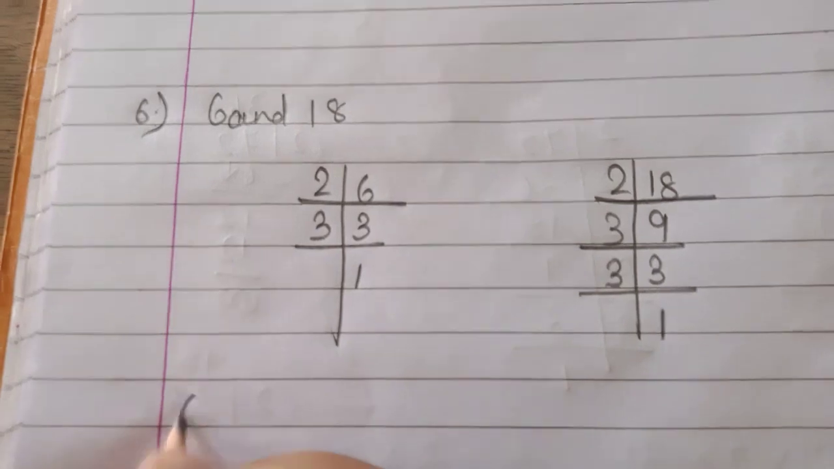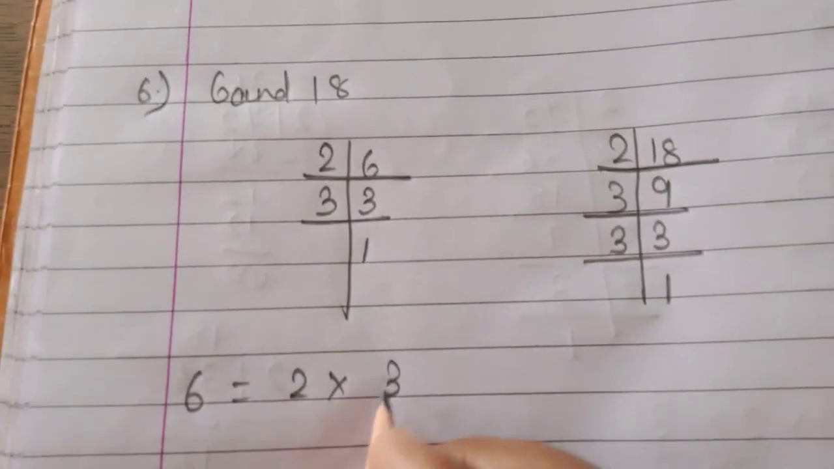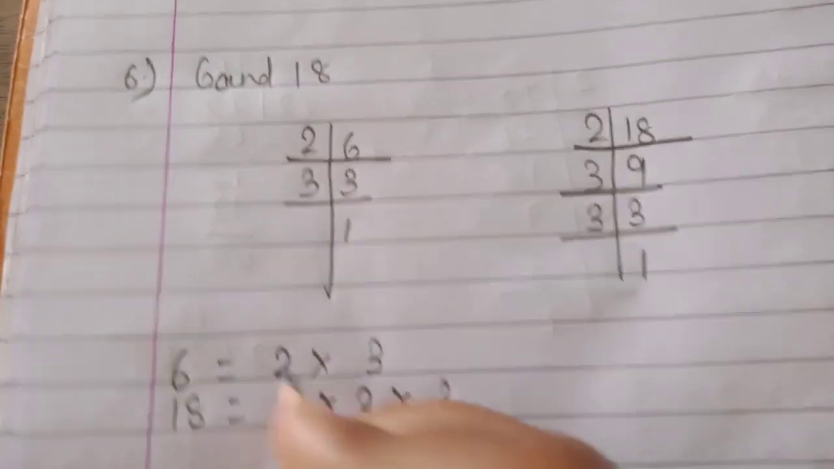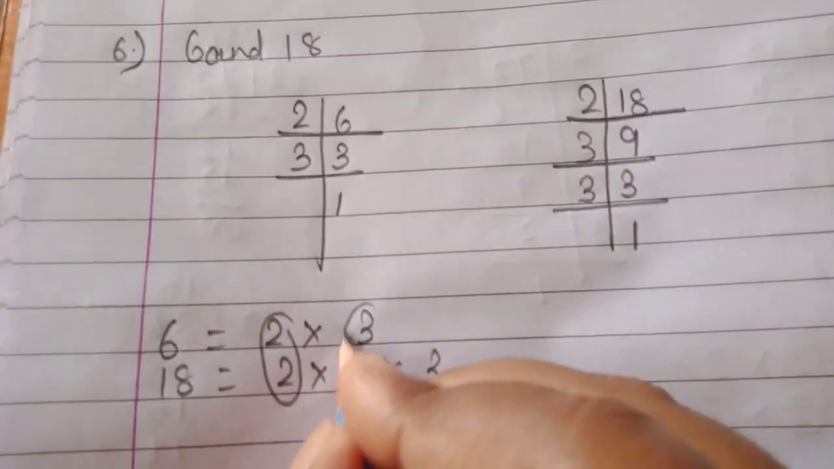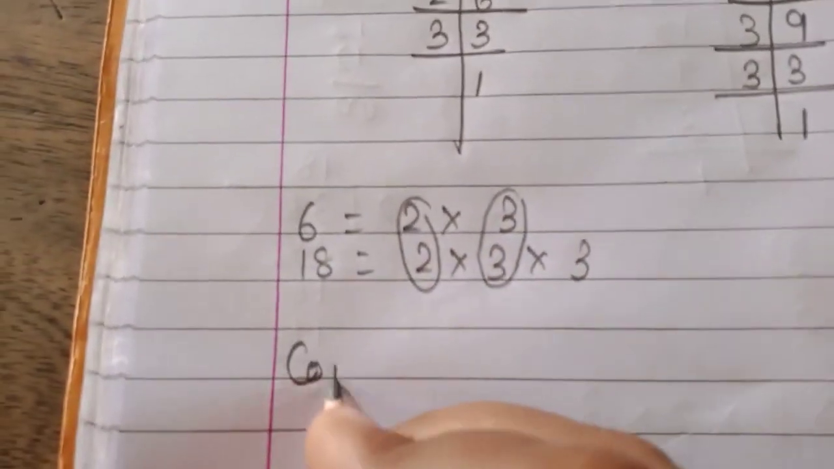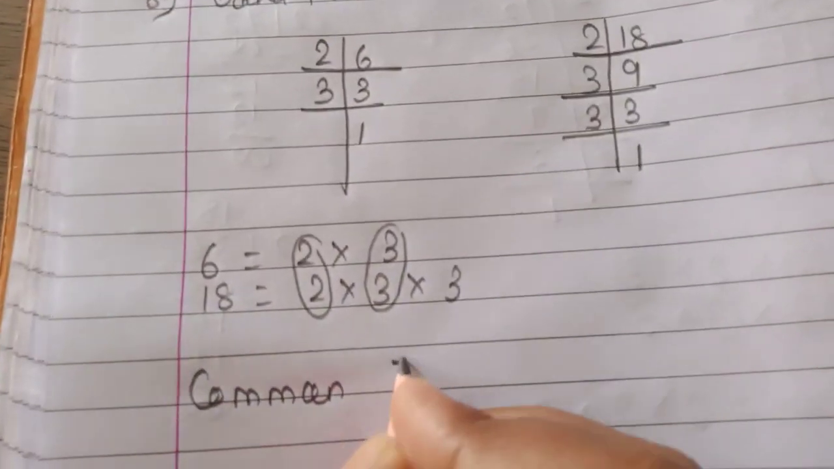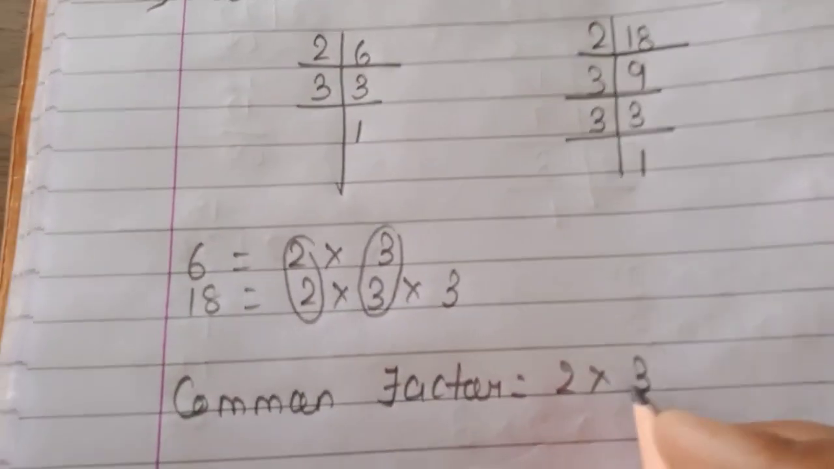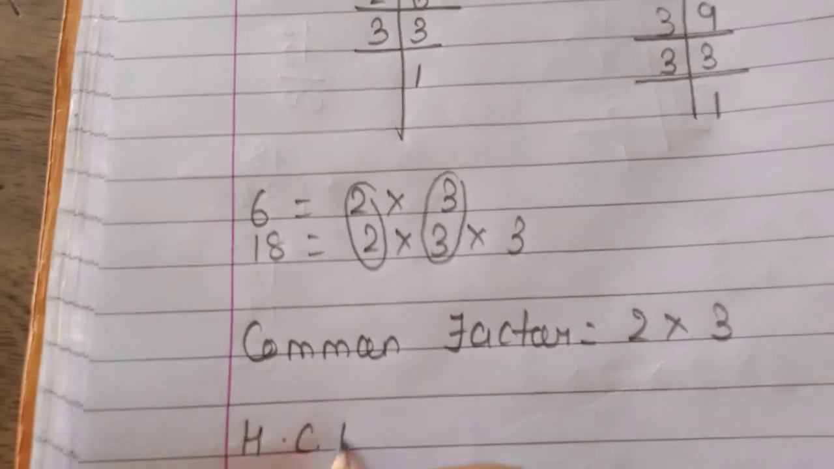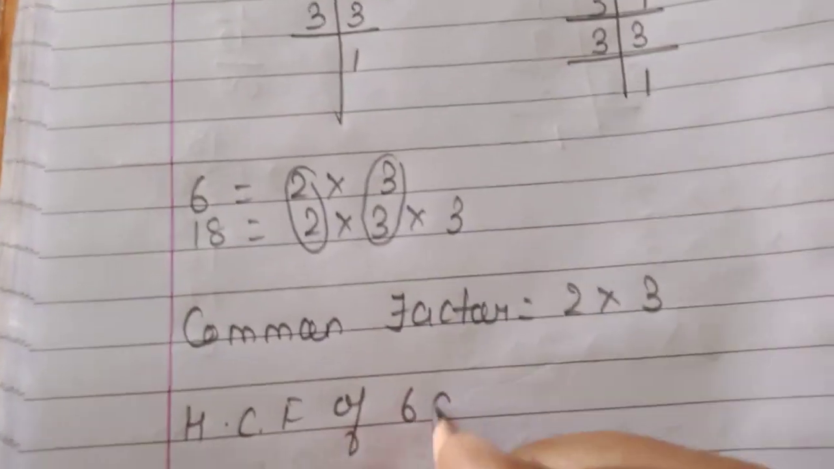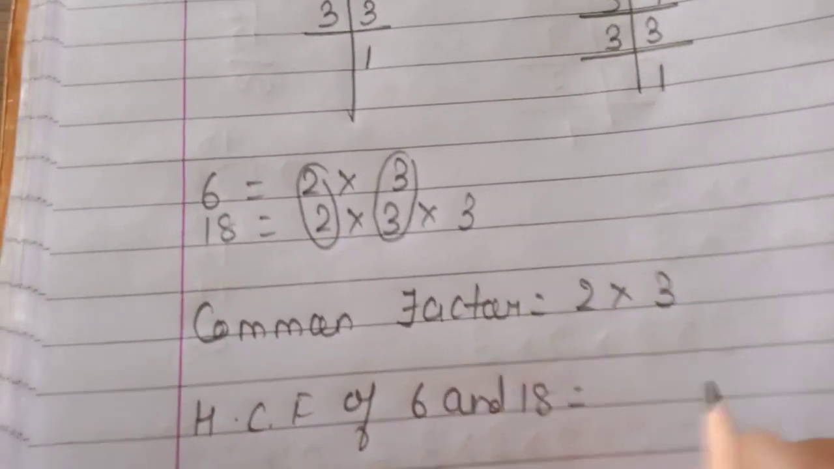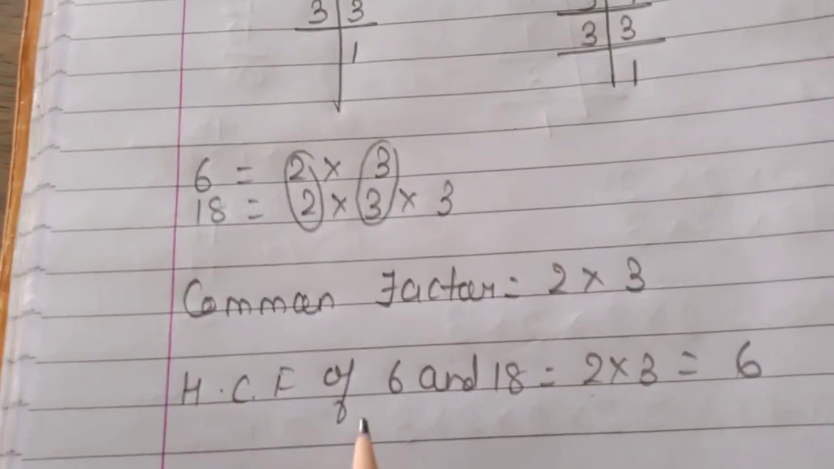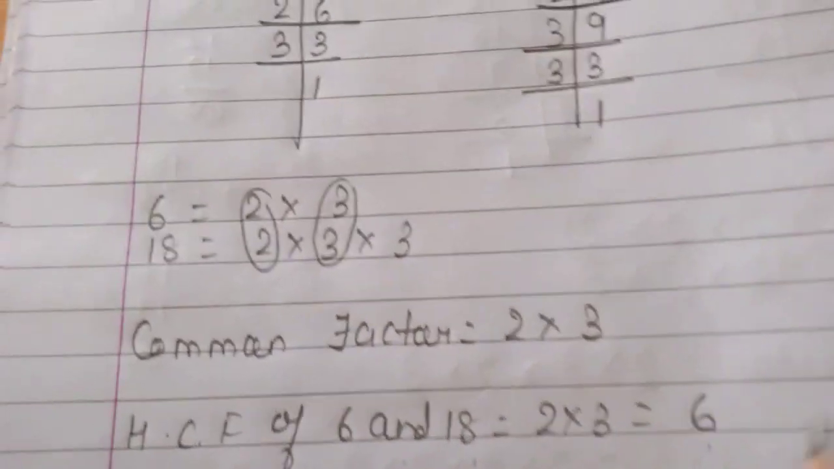Now we will write the factors for 6: 2 multiplied by 3. Now for 18: 2 multiplied by 3 multiplied by 3. So we will take out the common here: 2 and 3. So common factor equals 2 multiplied by 3. So we will write HCF of 6 and 18 equals 2 multiplied by 3. 2 3s are 6. HCF of 6 and 18 equals 6.